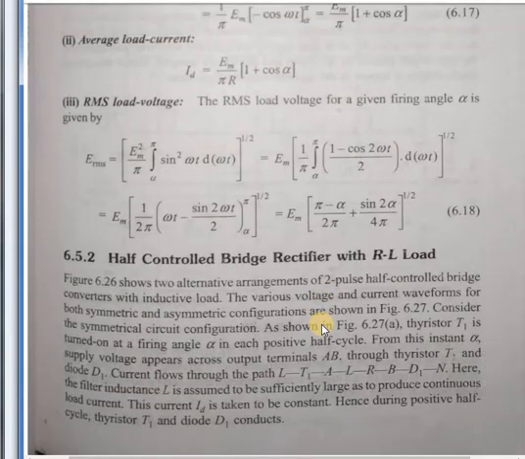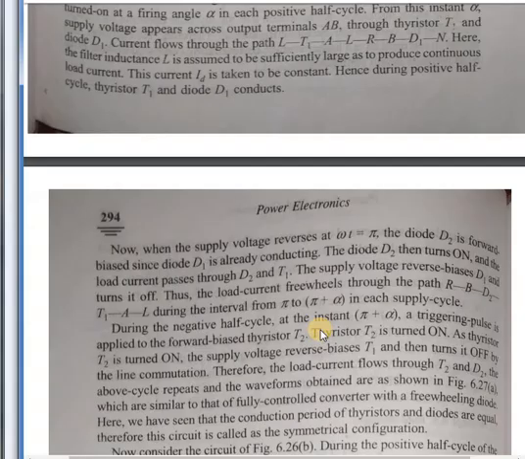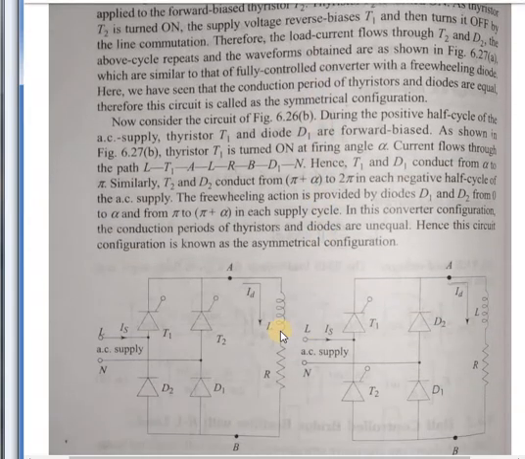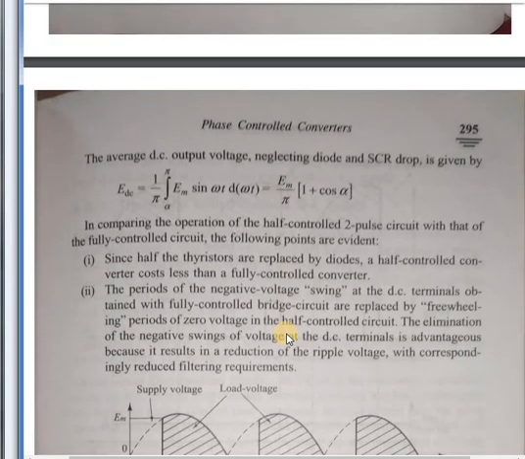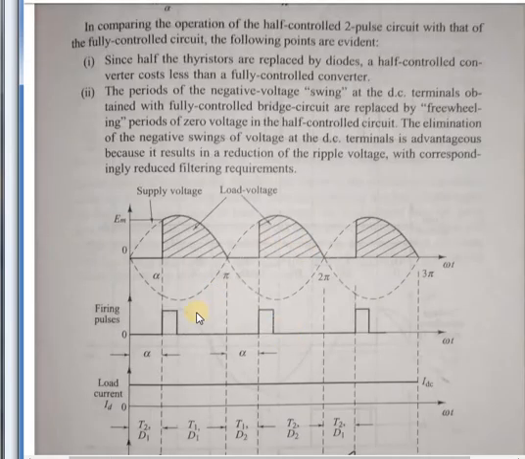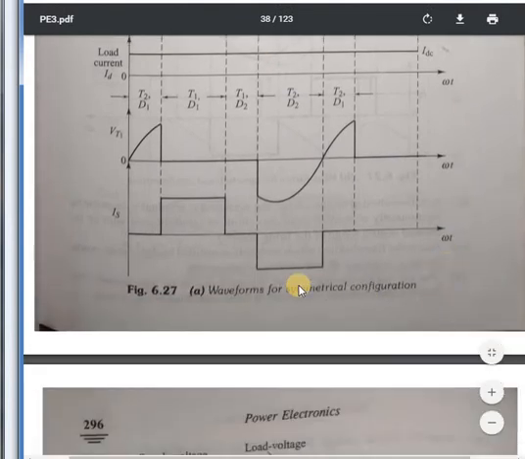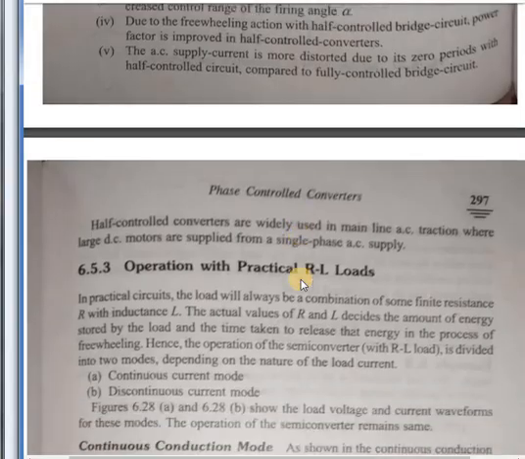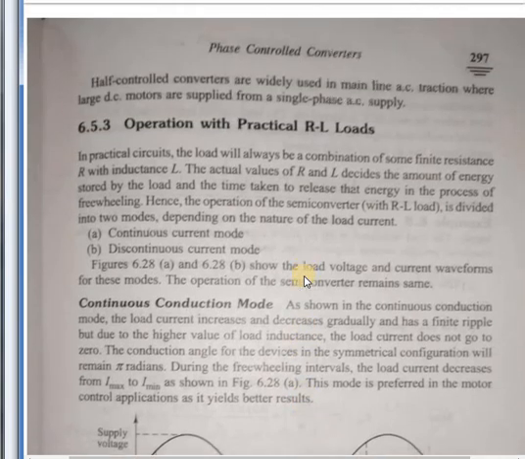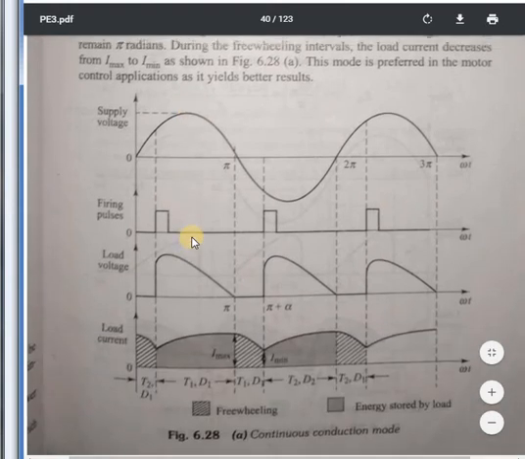For the half controlled bridge rectifier, RL load will be again given. For RL load, you will have a large inductor connected in your circuit. So in comparison, with the two pulse circuit and the fully controlled one, you will get the value of voltages like this with RL load, symmetrical configuration. The operation with RL load will be in two types, that is continuous mode and discontinuous mode.